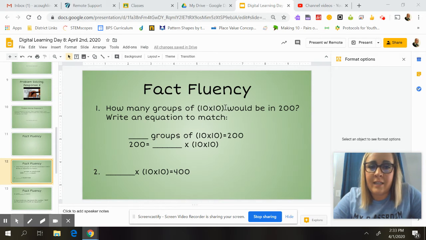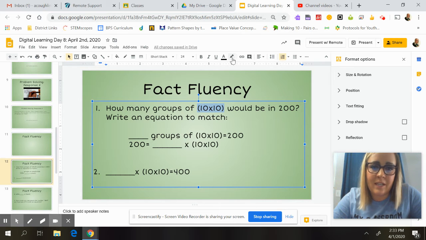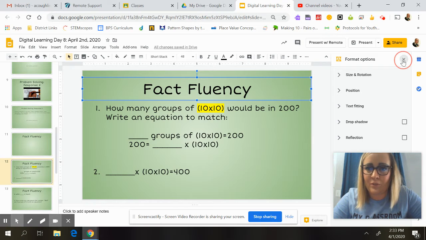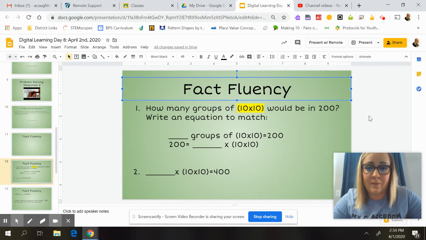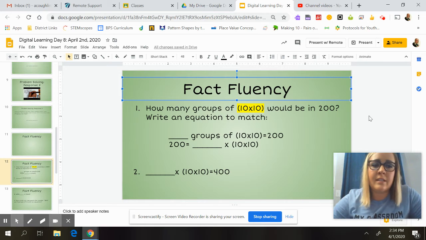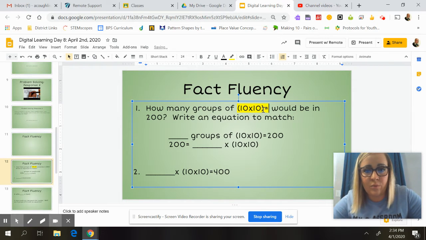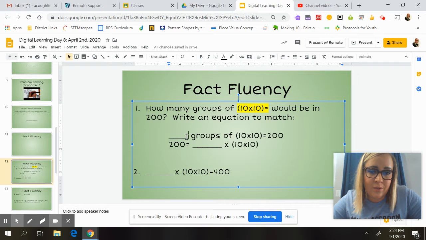Every time you see that, this right here says 10 groups of 10. You could highlight it if that would help you, because I think you all would be able to know how many is in 10 groups of 10. So my question says, how many groups of 10 groups of 10 would be in 200? If I know how many are in 10 groups of 10, I might put equals here, so I could know equals whatever. How many of those are in 200? However many groups of those go in 200, you would need to put here.